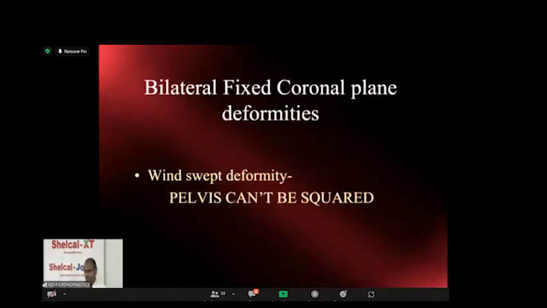One important point which I have learned from Professor Mohan Desai. When there is a wind-swept deformity, one side fixed abduction, one side fixed adduction deformity, you cannot square the pelvis. Remember. If you are doing well, then Mohanji will ask you the last question. Suppose there is fixed abduction deformity on one side and fixed adduction deformity on the other, then how will you square the pelvis? The pelvis cannot be squared. Remember.